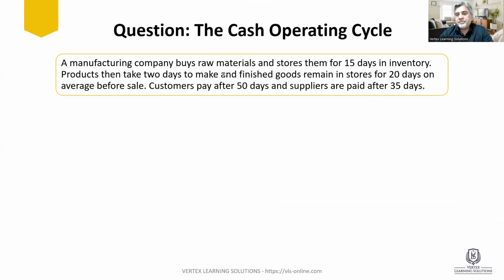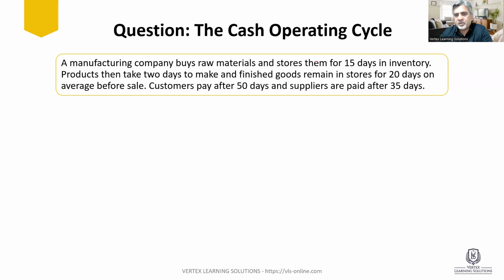A manufacturing company buys raw materials and stores them for 15 days in inventory. Products then take 2 days to make, and finished goods remain stored for 20 days on average before sale. Customers pay after 50 days, and suppliers are paid after 35 days. So how much is the cash operating cycle?